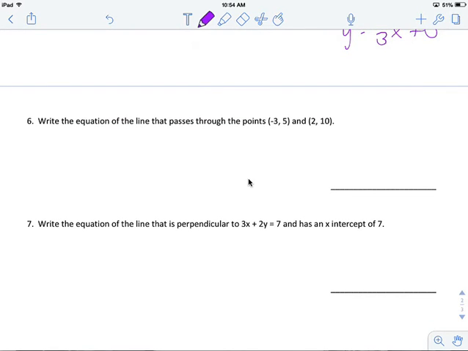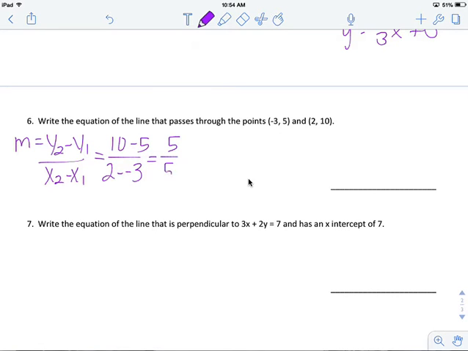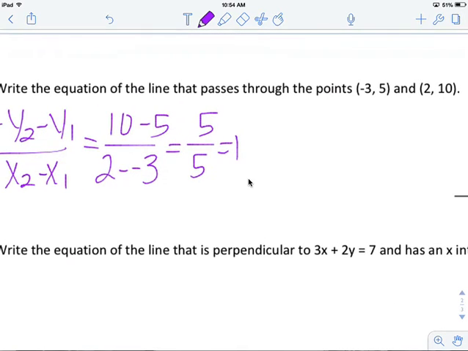Now, you will also be given 2 points to find an equation, and when that happens, you have to start with your slope formula. For this problem, I have 10 minus 5 over 2 minus negative 3. So we get 5 over 5, which is 1. If I plug this into point slope, you can pick either point, but it's a really good idea to pick the one with both positives if possible.